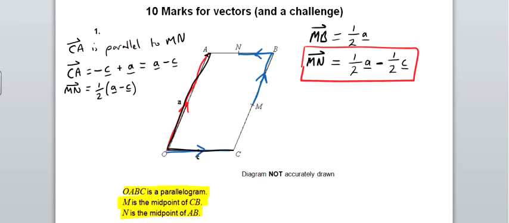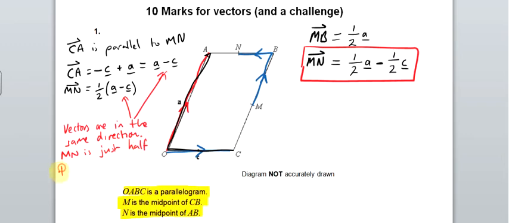So you can see that this shows us that the vectors are in the same direction. MN is just half the length of CA. And same direction means parallel. So we've shown that.